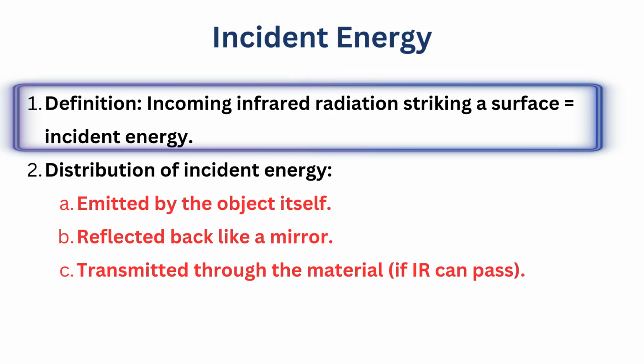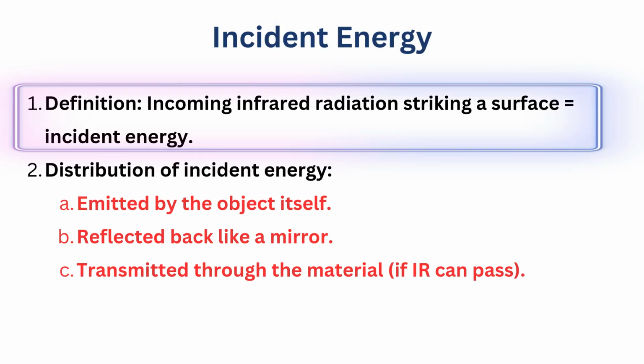Whenever infrared radiation reaches a surface, we call it the incoming energy, also known as the incident energy. In general terms, whatever light is falling on the object is known as the incident light, or the incident energy. That incident energy does not vanish, because it splits into the 3 parts, or the 3 factors that we have just discussed.